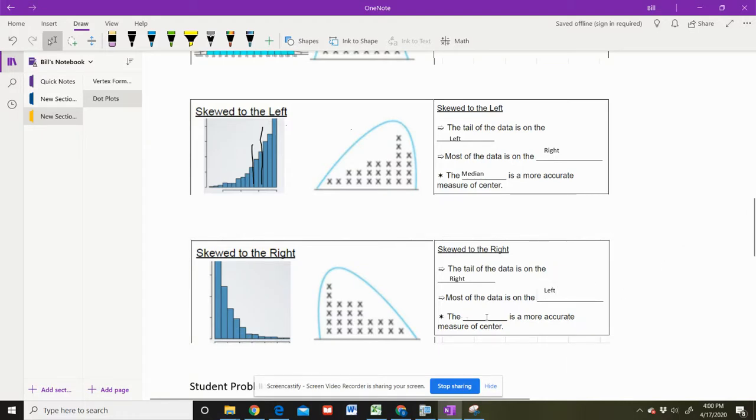And again, the median is a more accurate measure of center, because the median is always going to have 50% above and 50% below it. If I guessed at where the median is, here's our median, and then our mean is going to be more right of that. So the numbers are unevenly distributed around the mean as opposed to the median. So the median is a more accurate measure of center.